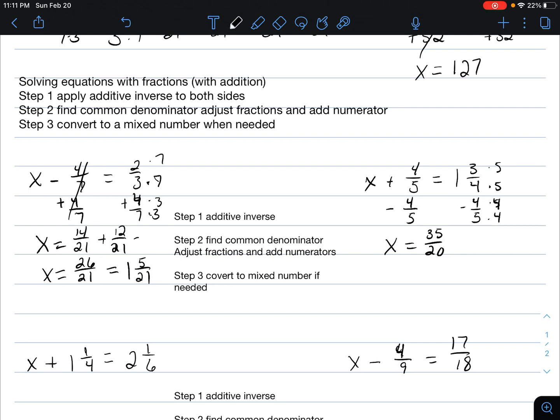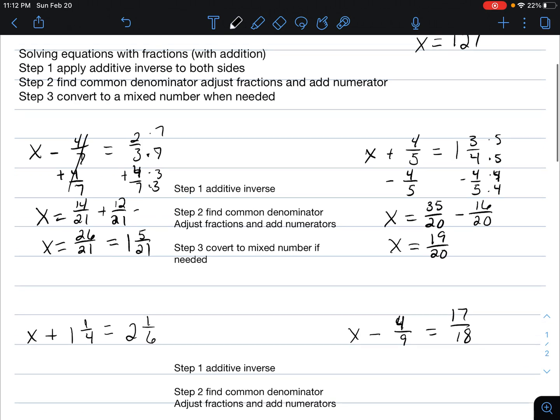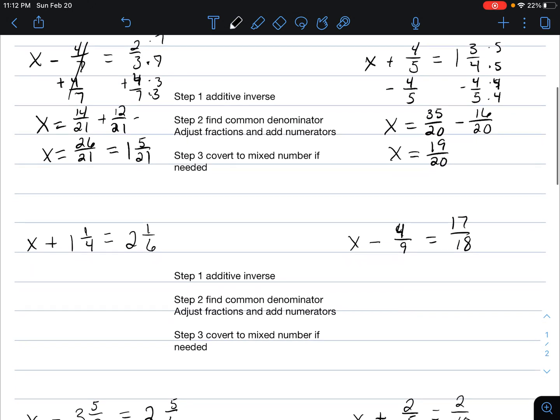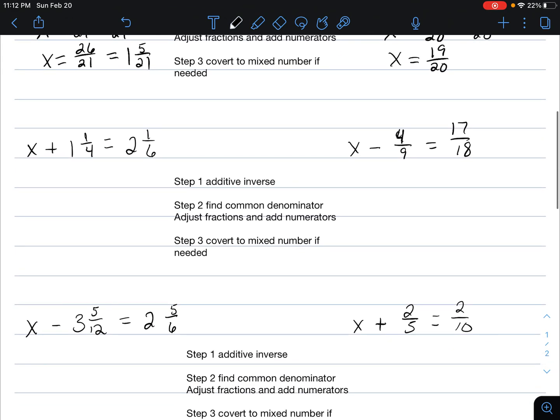Adjusted where now the denominator is going to be common. It's going to be that 20. And from there we're going to minus 16/20. Alright, so x is going to equal 35 minus 16, which is going to be 19. Denominator stays the same, 19/20. That one is a proper fraction, so we just leave that answer.